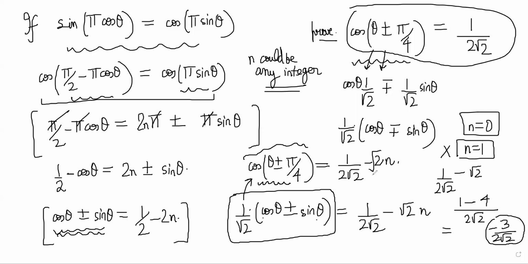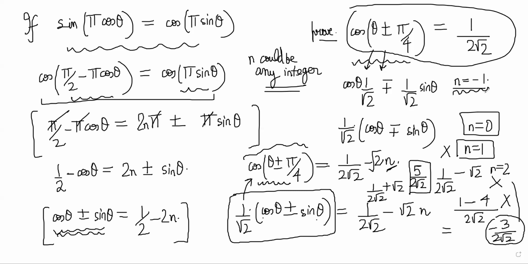If you take n is equal to 2, it will become more negative. So any higher value of n will obviously not work because it will become more and more negative, right? We have to check n is equal to minus 1 now. Take minus 1, you get 1 by 2 root 2 plus root 2. That is becoming 5 by 2 root 2, right? Again, it is bigger than plus 1. It can't be bigger than plus 1. So n is equal to minus 1 doesn't work. Minus 2 will also not work. All the other numbers won't work. Only number that works is n is 0.